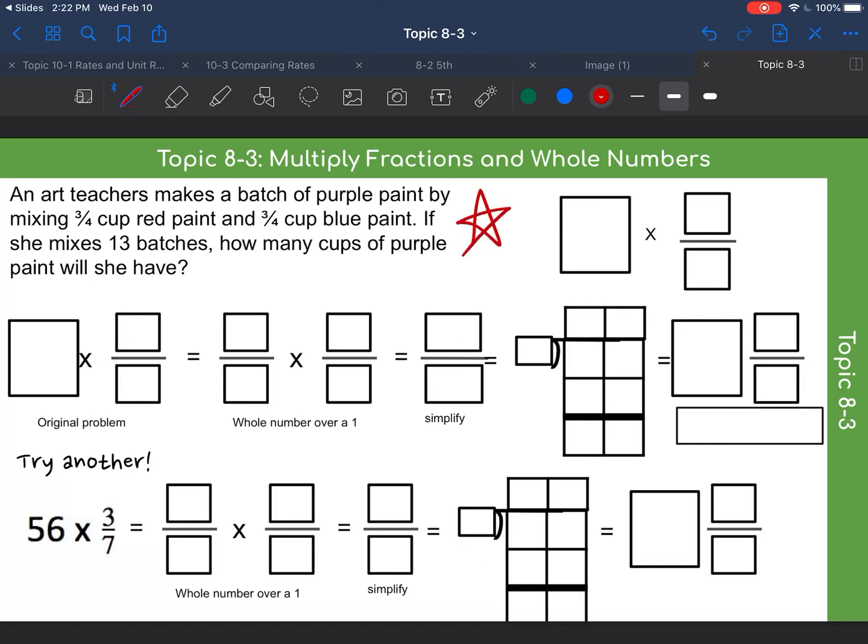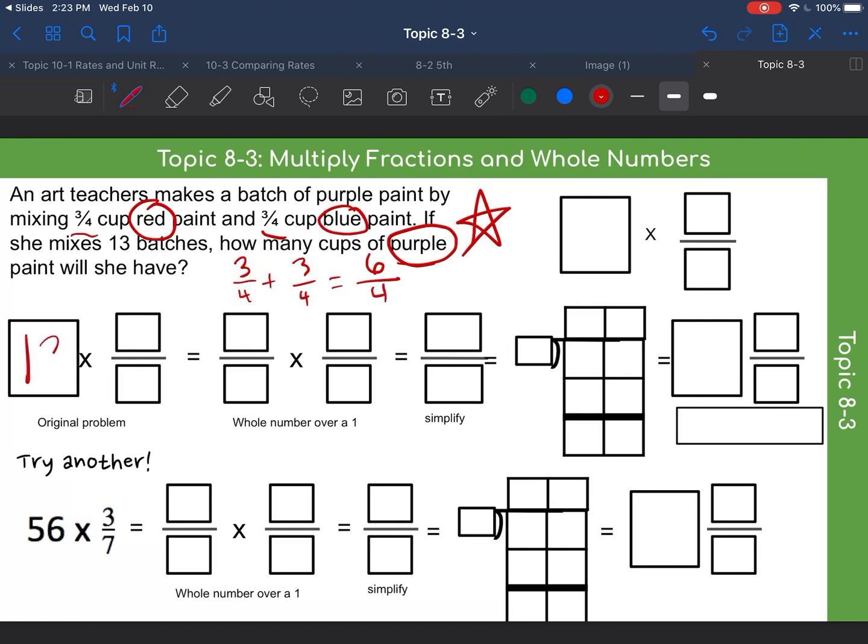So let's look at this problem. It says an art teacher makes a batch of purple paint by mixing 3/4 cups red paint and 3/4 cups blue paint. If she mixes 13 batches, how many cups of purple paint will she have? So what you need to do is combine the blue and the red. So you're adding 3/4 plus 3/4. What is 3/4 plus 3/4? Well, they have the same denominator, so you just add the numerators, which is 6/4.